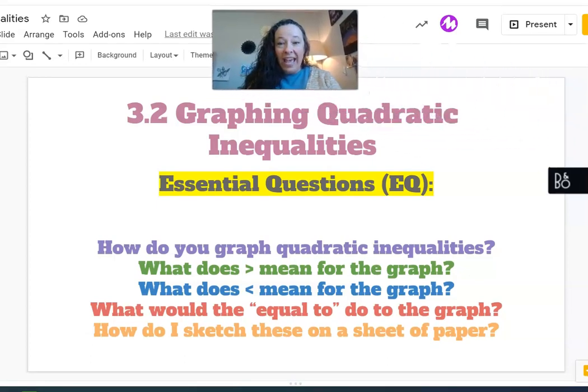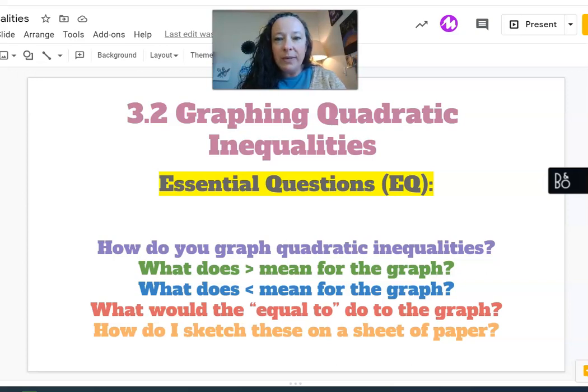We're moving away, believe it or not, from increasing, decreasing, positive, negative, all of that. Now, don't get me wrong. You're still going to have to know how to do all of those things to actually graph these things on our own paper. Okay, so today we're going to talk about graphing quadratic inequalities, section 3.2.